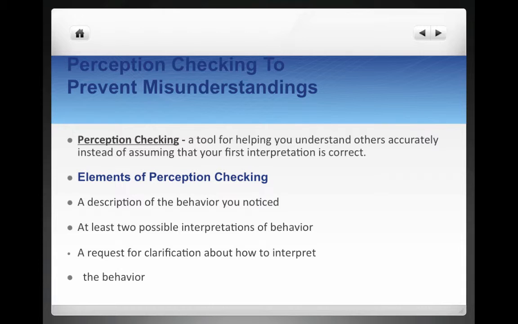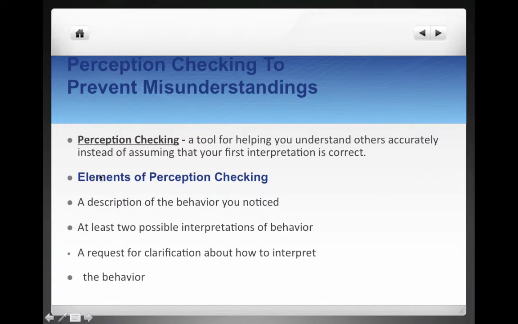Perception checking is a tool for helping you to understand others accurately instead of assuming that your first interpretation is correct. Serious problems can arise when people treat interpretation as if it were true. Like most people, you probably resent others jumping to conclusions about your behaviors. The skills of perception checking provide a better way to handle your interpretation.